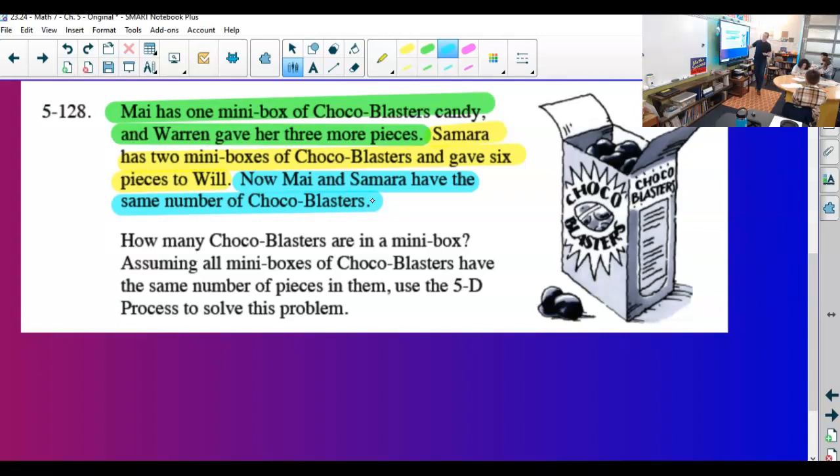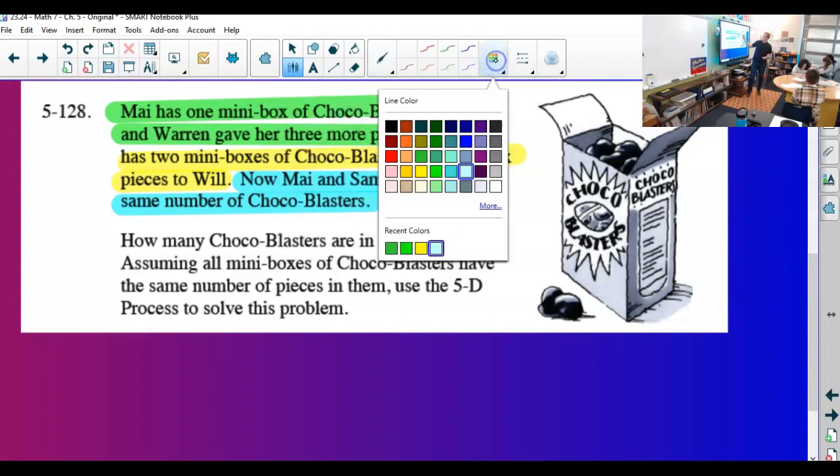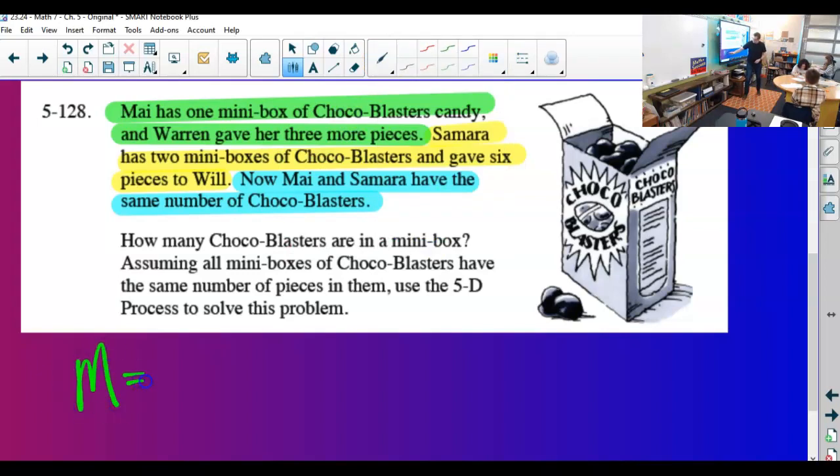How do I start for May? Yeah, M equals. Now wait a minute. What does she have? 1. And the whole problem's talking about boxes. What variable did you guys choose? We want to use only one letter. I'm just going to use C because of the Choco Blasters. Okay, fine. I'll use B for box. Okay, so May has 1 box. And what, Sophia? Plus 3. And 3 extra pieces.